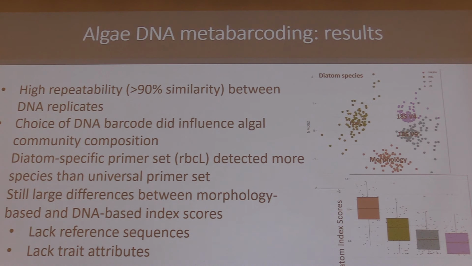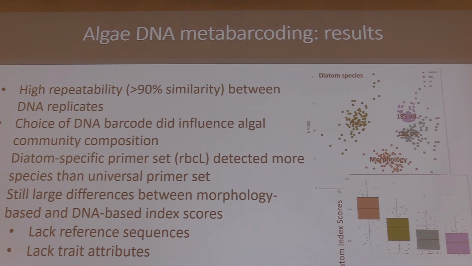Additionally, this graph here on the bottom shows you the differences in the algal index scores from the different barcode primers that we chose, as well as the morphology data. So the key difference that we saw here for the majority of our samples was if algal index scores were calculated with morphology, they were biased higher, so a higher score than our DNA scores, which were in general biased lower than our morphology-based scores.